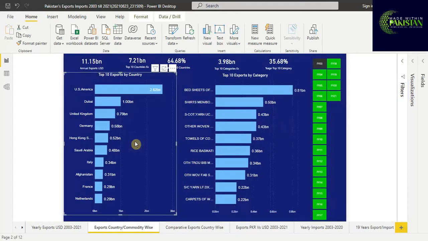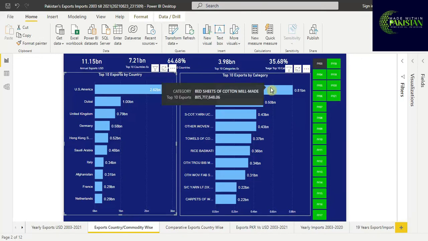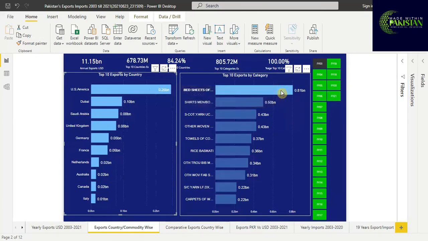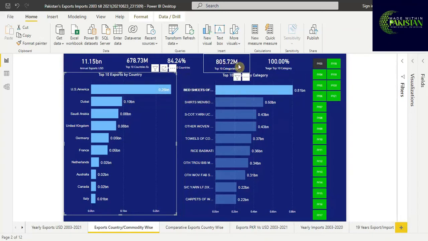We can analyze this data in another way. For example, these bed sheets. The total bed sheets exported were 805.72 million. And how much did these top 10 countries export out of this 805.72 million? It was 678.73 million and the percentage 84.24%. Means the majority of the bed sheets were exported by these top 10 countries.